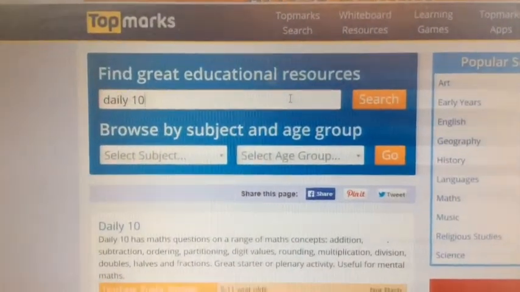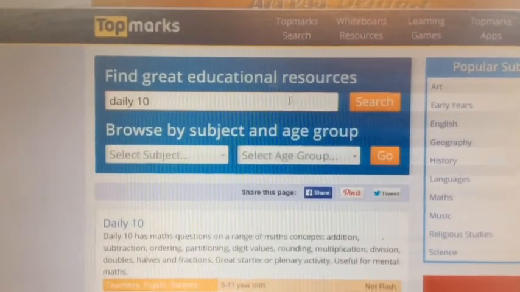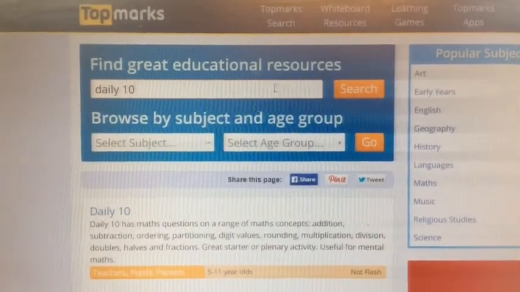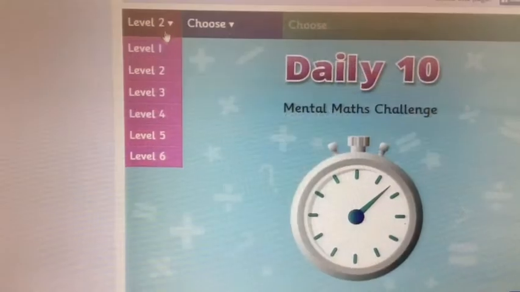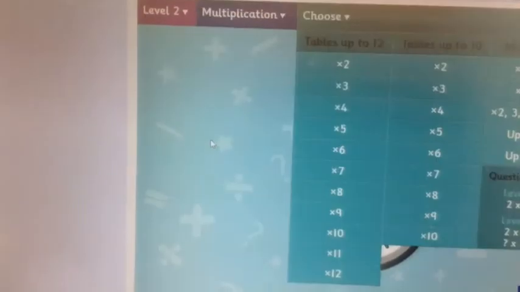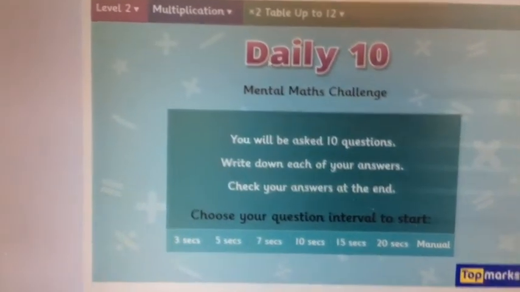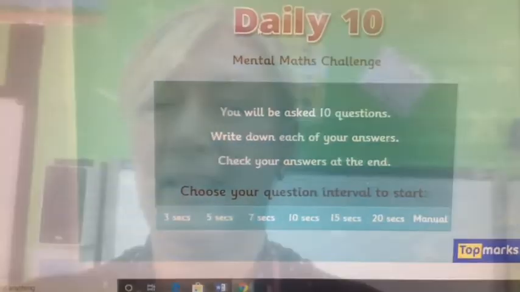Okay, go to the Top Marks website and you're doing a daily 10 exercise today. You need to number down to 10 on your whiteboard, and today you need level 2. And we're going to do multiplication today, the 2 times table. You choose how long you want for each question.